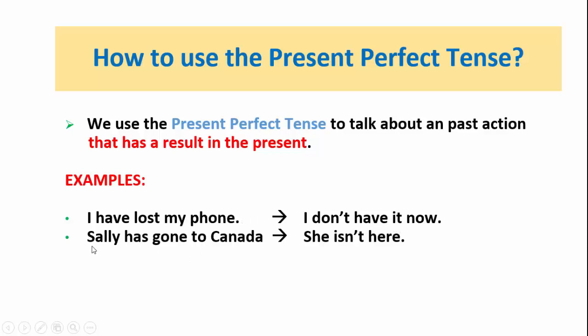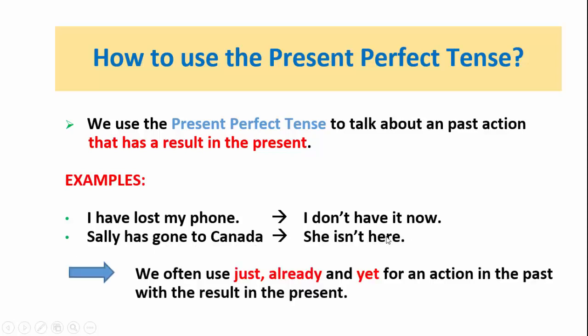The other example, Sally has gone to Canada. Now she isn't here. Here we can understand that she has gone to Canada, but now she isn't here. We talk about the past action, but the result is in the present. We often use just, already, and yet for an action in the past with the result in the present.